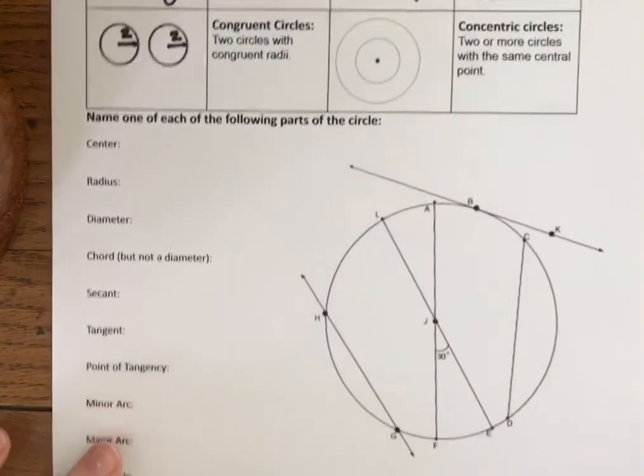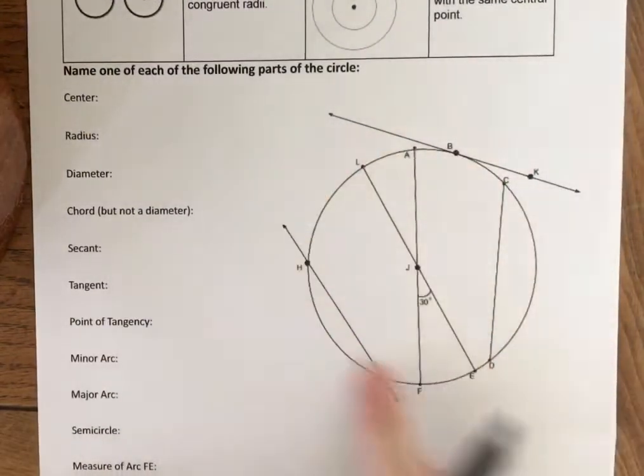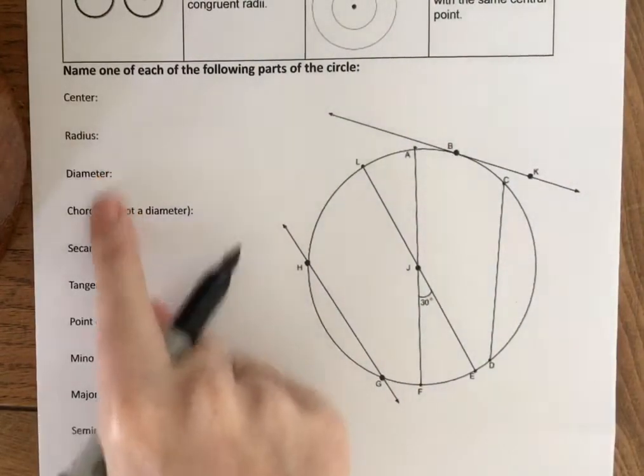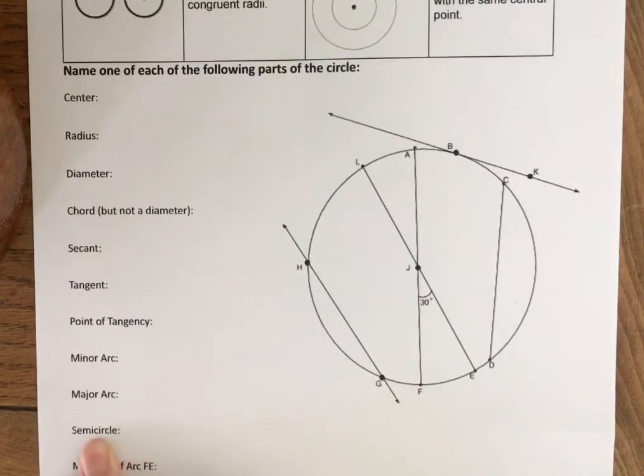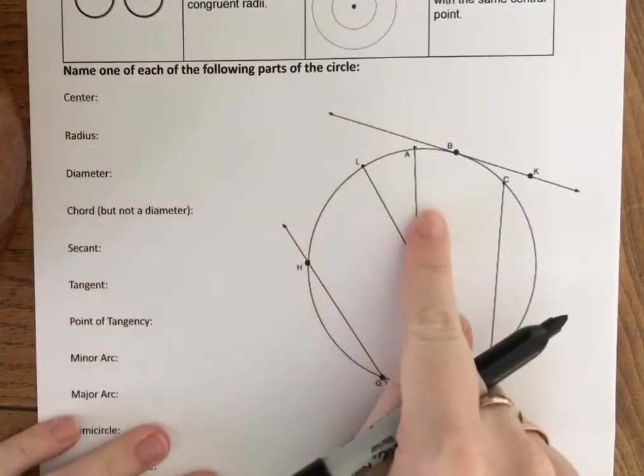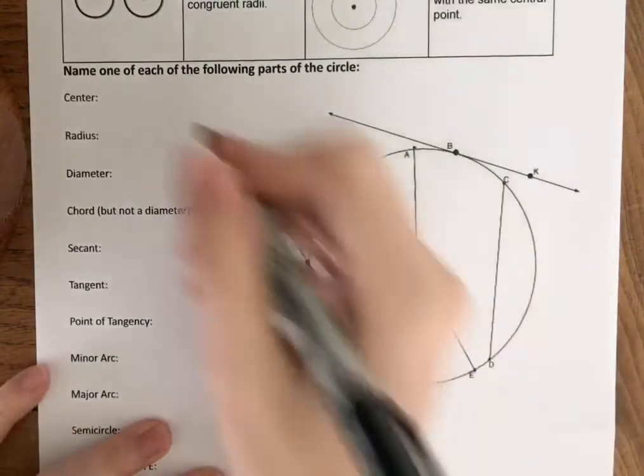All right, so let's look at some examples. We've got this circle with a lot going on in here, a lot of points, a lot of lines. We're going to go through and give an example of each of the following things. So the center of my circle, pretty easy. The center right here is point J.